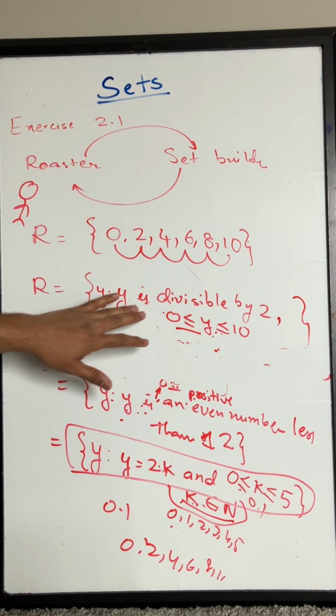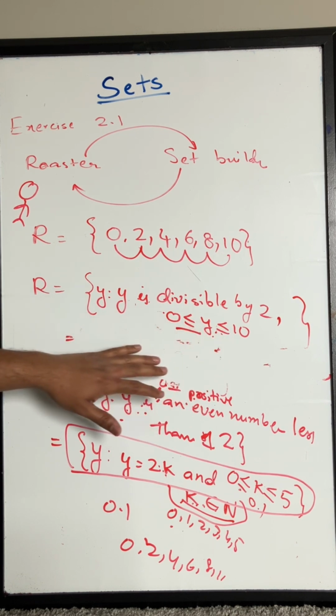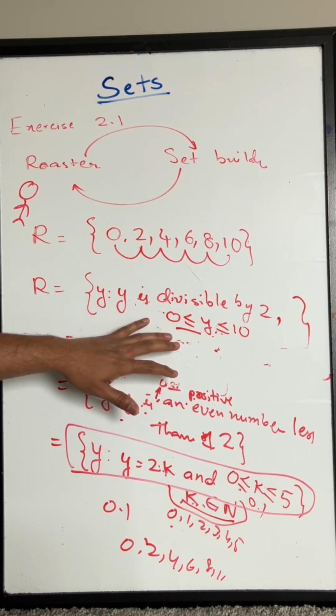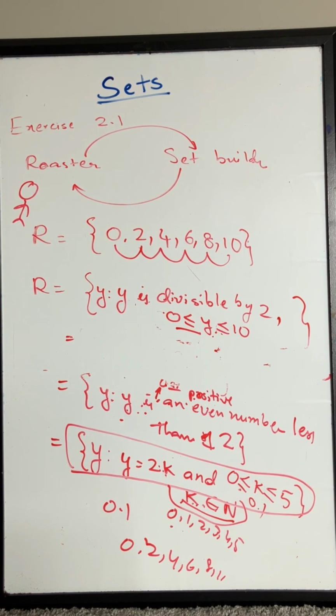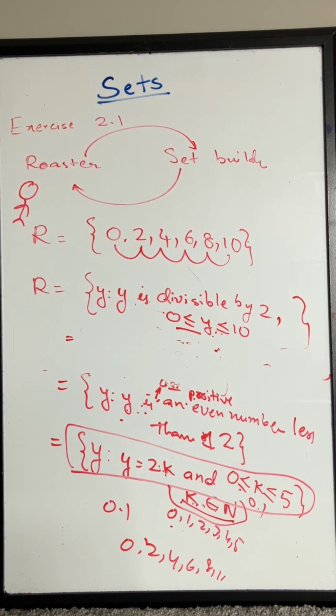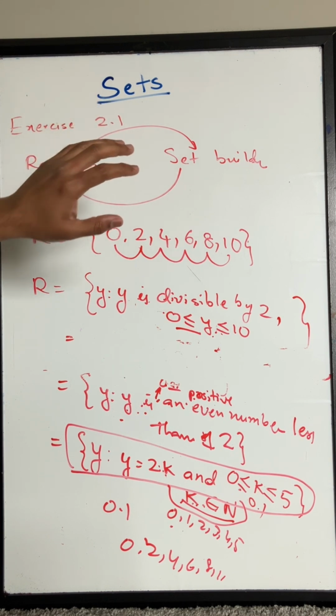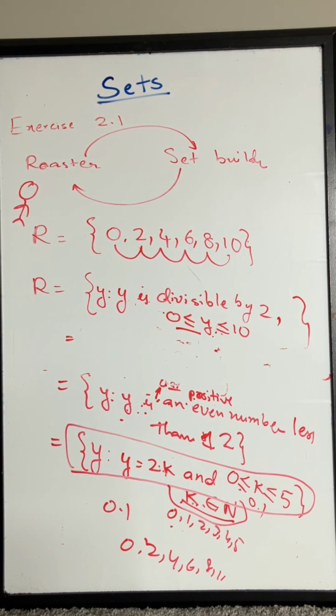So if you write this one, y is divisible by 2 and 0 less than or equal to, you can write all the elements of this set in roster form. Okay, thank you. So I hope you can do all of exercise 2.1. There are true-false questions, matching questions, but the idea is the same, converting roster to set builder form, set builder form to roster. If you understand these concepts, you can complete the exercise all by yourself. If you don't understand, then watch it again. Thank you.